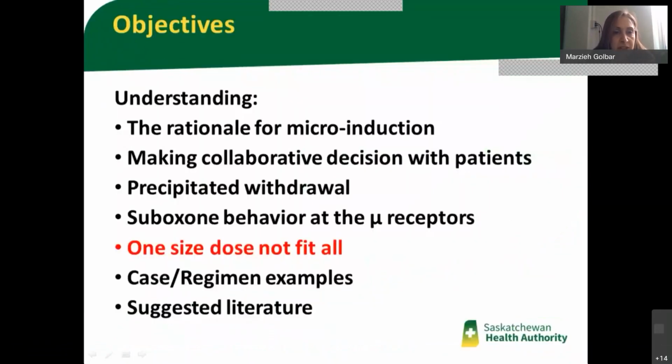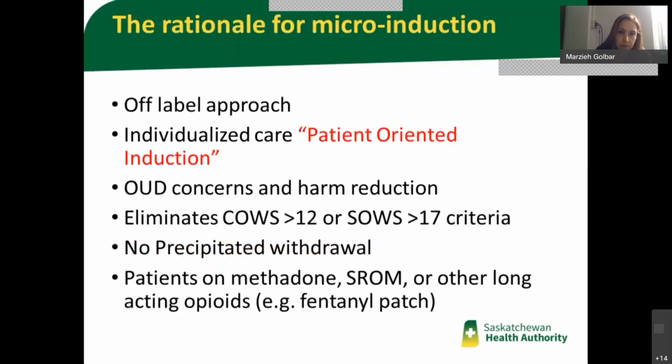So the objectives are understanding, of course, the rationale for microinduction. Why do we do that? This is a collaborative decision with the patient. It's not something that the provider only decides. What is precipitated withdrawal and Suboxone behavior at the new receptors? Of course, one size does not fit all, but what does that mean? Which I will be explaining. And there are some case regimens I will have for you, the ones that we use at the CPC, and some suggested literature for studying for those who are interested.